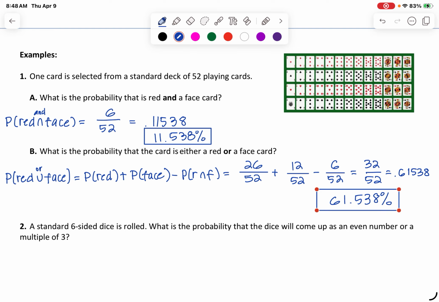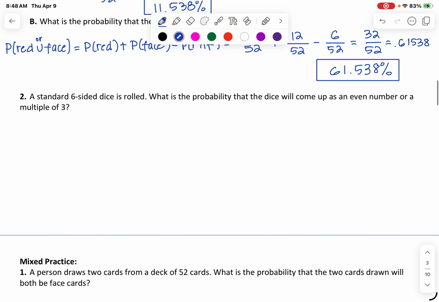So much more likely to choose a red or face card than to choose a red face card. Makes sense? All right, next we're talking about a die. A standard 6-sided die is rolled. What is the probability that the die will come up an even number or a multiple of 3?